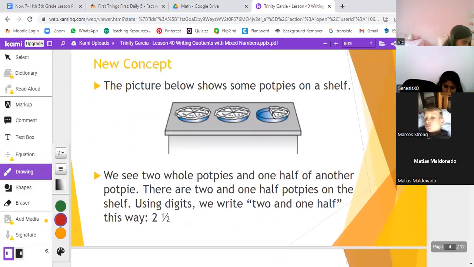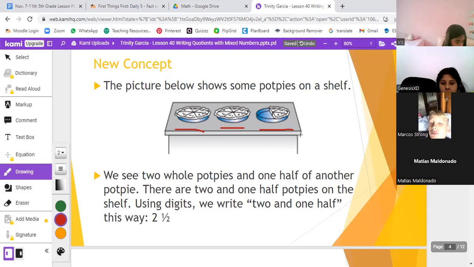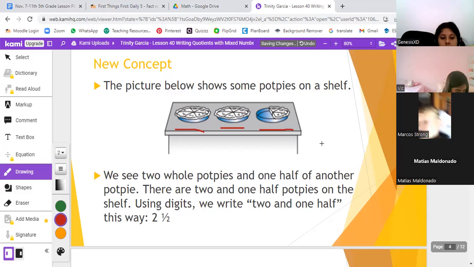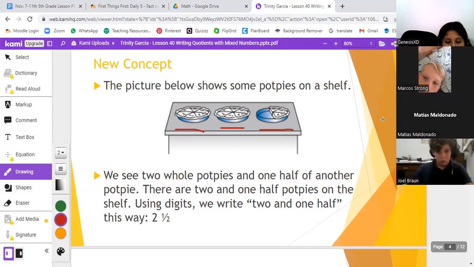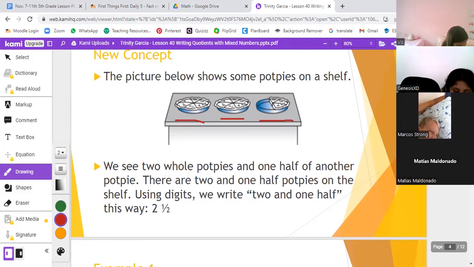This picture shows some pot pies on a shelf. We see that there are 2 whole pot pies right here, 1, 2, and a half of another pot pie. There are 2 and 1/2 pot pies on the shelf. Using digits, we would write 2 and 1/2 this way, 2, 1/2. Genesis, you have a question? Can't hear you, friend. The answer was... Okay.